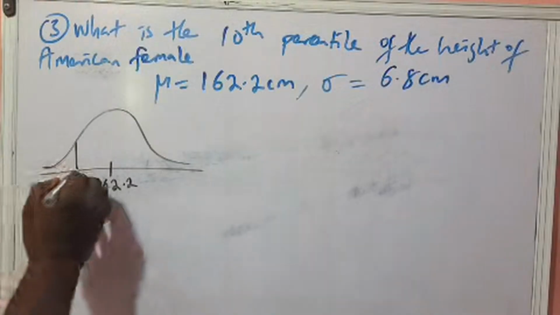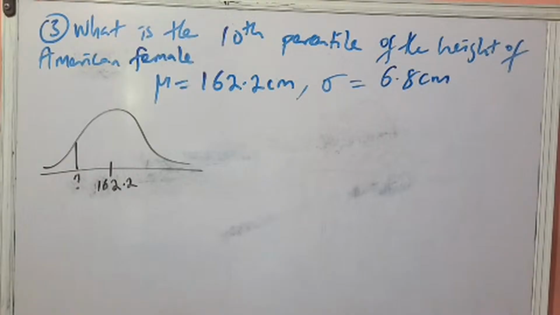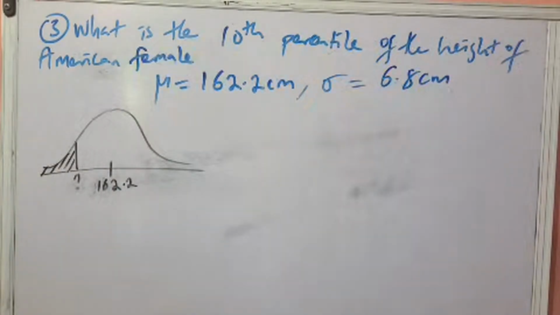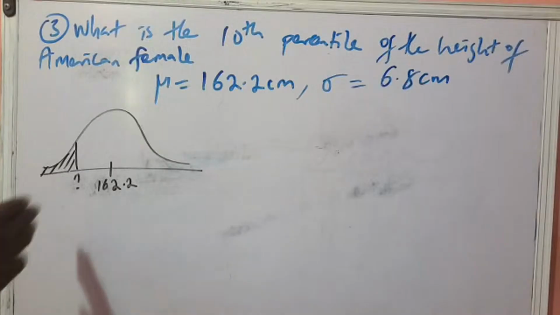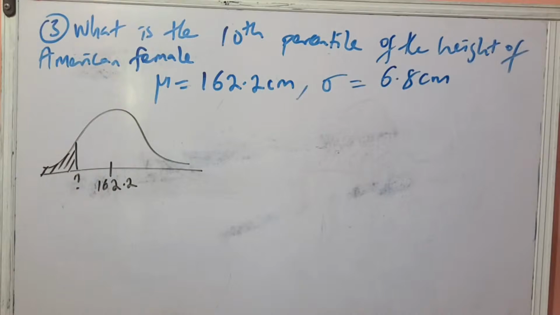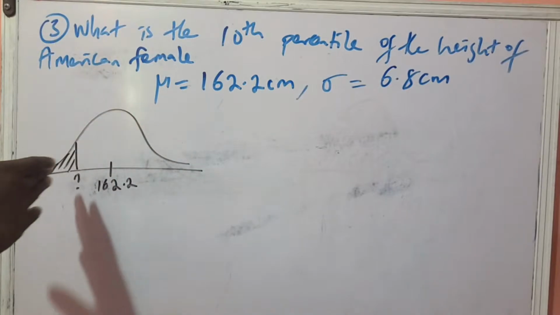So I'm looking for a score in which 10% of the people had that score or less than that score. So this is how it's going to look like. 10% of the people had this score or less than this score. This is the midpoint. That's about 50 percentile. So it cannot be more than 10% here. It has to be less than here. It has to be in this place, less.